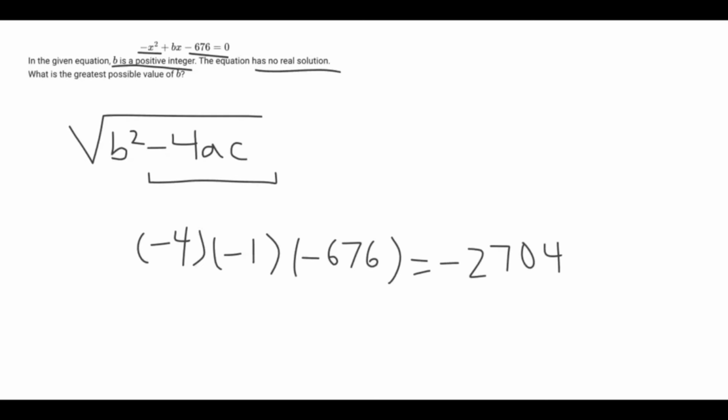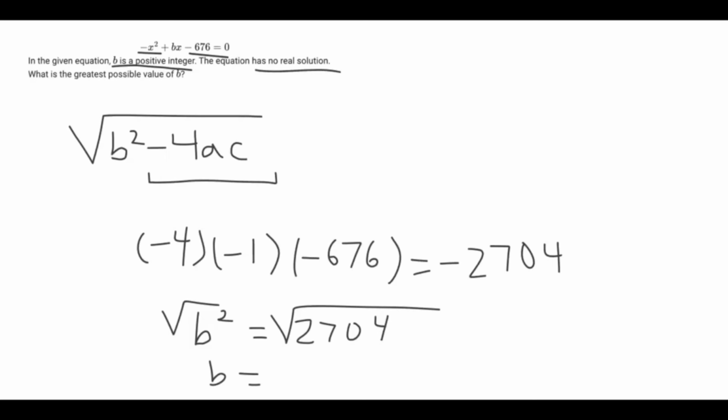negative 2,704. All right. So as we talked about before, we need to know that the value of b squared has to be less than 2,704, but it has to be the greatest possible value. So what we can do is just set b squared equivalent to 2,704. Not negative 2,704, because this has to be a positive value in order to be subtracted, right? And so now we're just going to solve for b. So if we take the square root of both sides, we're going to get b is equivalent to the square root of 2,704, which is oddly equivalent to a whole number, which is 52.